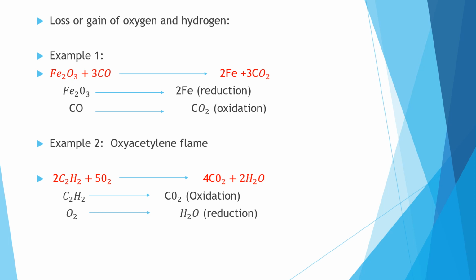Here, Fe2O3 or hematite loses its oxygen and converts into iron. Loss of oxygen takes place and the process is reduction. Carbon monoxide, which acts as reducing agent, converts into carbon dioxide. It gains oxygen and the process is known as oxidation because gain of oxygen takes place.